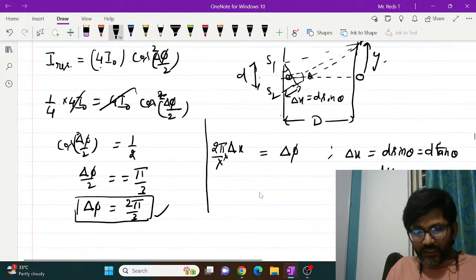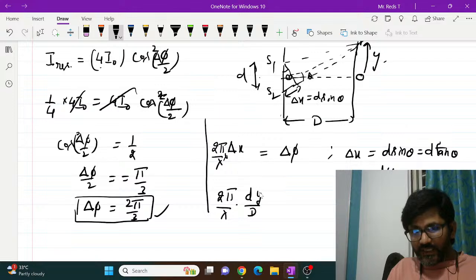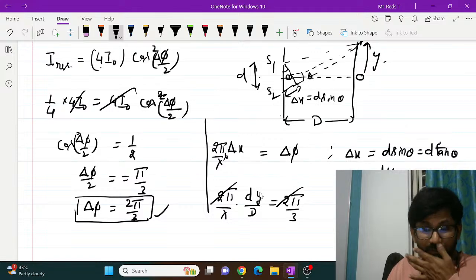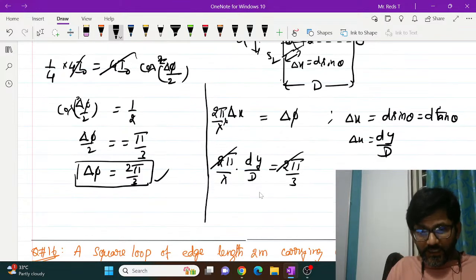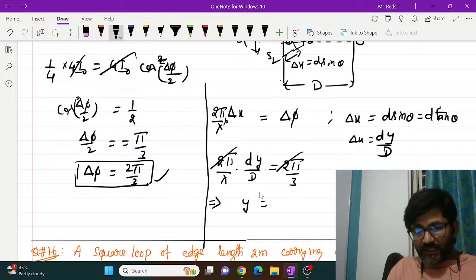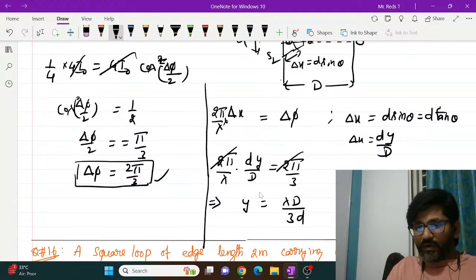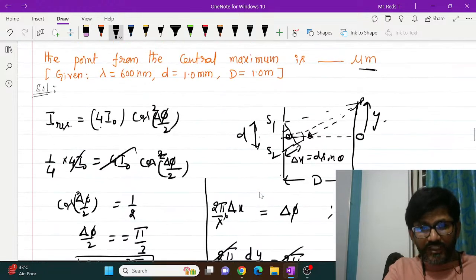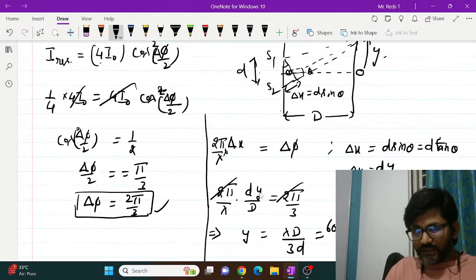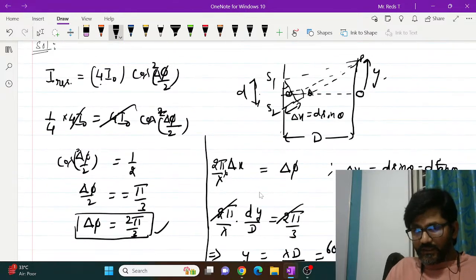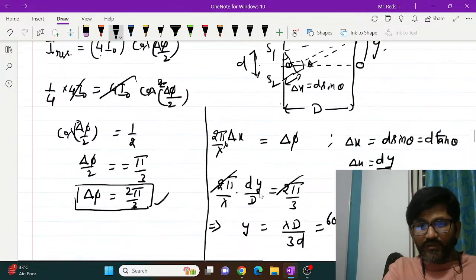So if you substitute this, then you will get 2 pi by lambda into small d y by capital D is equal to delta phi, which is 2 pi by 3. 2 pi gets cancelled. What do you want? You want y. So y is equal to lambda D by 3 d. All these values are given. Wavelength is 600 nanometer, capital D is 1 meter, small d is 1 millimeter, that is 10 to the power minus 3 meter.